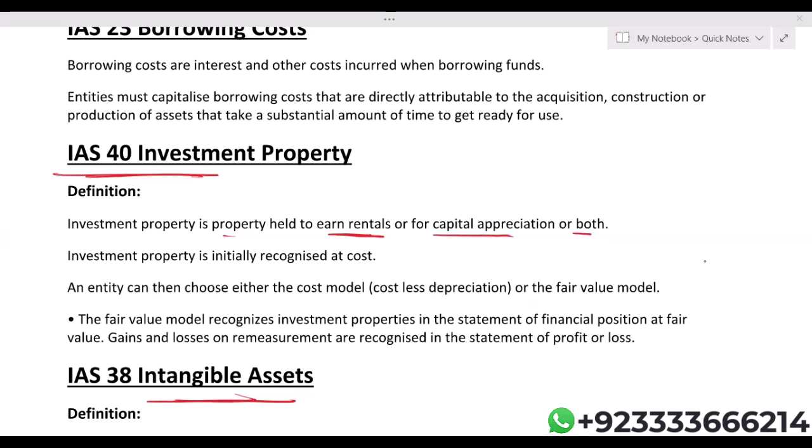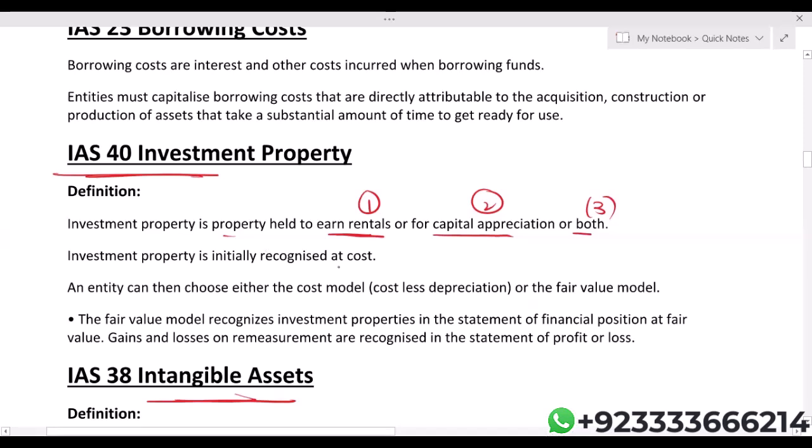Okay, when it comes to investment property, one possibility, they are held for rentals. Another, capital appreciation, there's a possibility of both as well. Because your investment property normally does not see capital appreciation immediately. It takes time. So there's a possibility that you have given the property on rent right now, and when in the future there will be a capital appreciation, you will sell it.